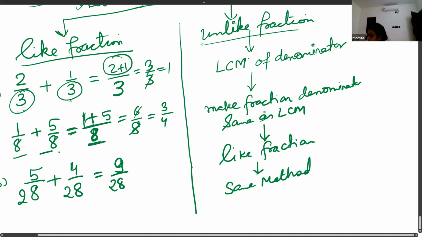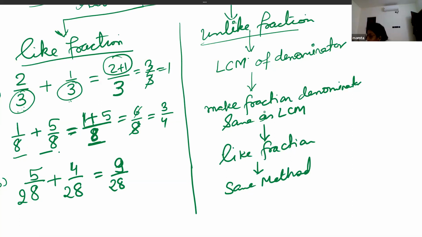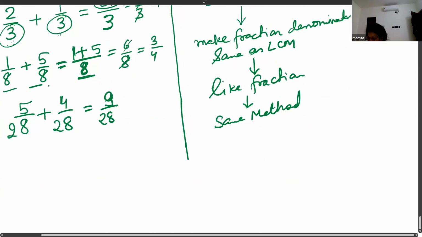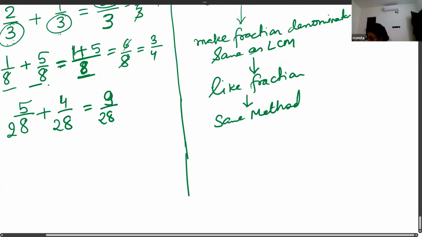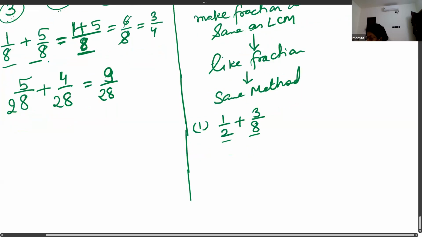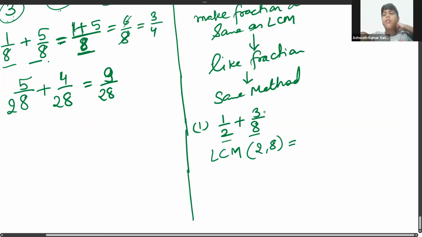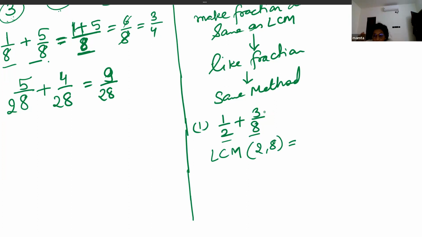So you have to convert the unlike fraction into like fraction by taking the LCM and making the denominator same as the LCM. Now, how will you do it? See, if I say, for example, 1 by 2 and 3 by 8. They are unlike fractions. Denominators are not same. So, children, take the LCM. First step, what is the LCM of 2 and 8? Ma'am, 1. Yes, LCM thing is clear. Everyone knows how to take LCM.